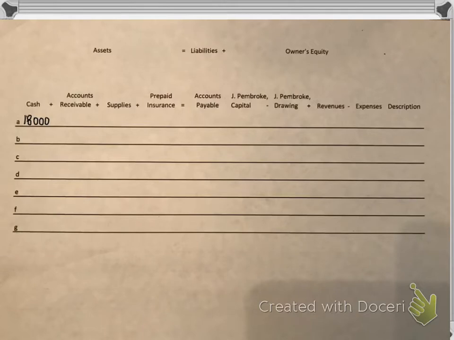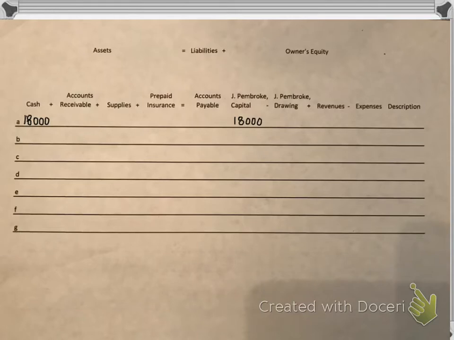And what's happening to the capital account when J. Pembroke invests? It is increasing by $18,000. So for transaction A, we have an increase to cash for $18,000 and an increase to J. Pembroke Capital for $18,000. And after you've recorded each transaction, ask yourself, does the accounting equation remain in balance?